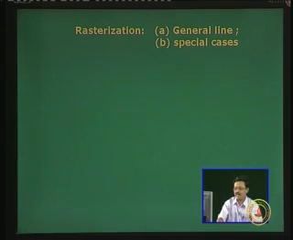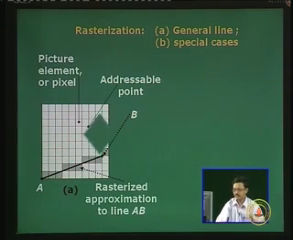Well, we talked of problems in line drawing in terms of what is called a staircase effect, or jaggies, or an aliasing problem. Several of these terms are used interchangeably; they basically mean the same thing. We look into the screen and see two cases of a line, a general line and a special case. This is what I mean by a general line.